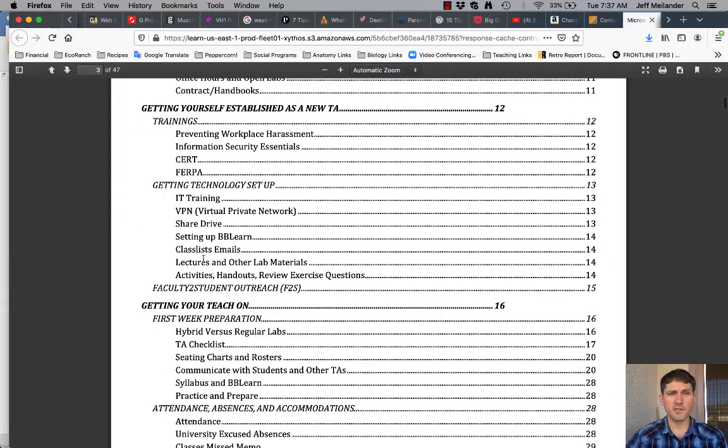The next section is getting yourself established. So these 4 trainings right here, preventing workplace harassment, information security essentials, the CERT, and the FERPA training, are going to be really important that you take. They are mandatory that you take those before you start your TA position. So take some time, follow through, get those set up.